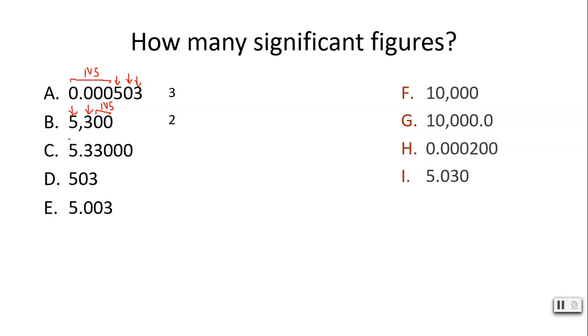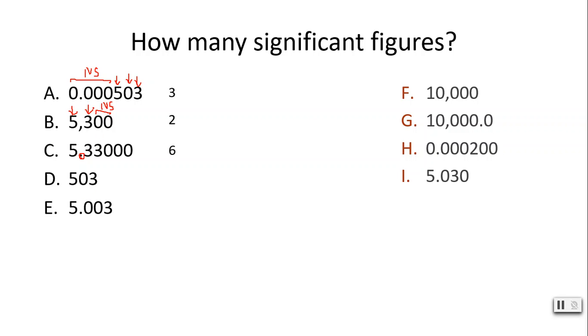Selection C, I've got 3 non-zero numbers, and then I have 3 zeros that fall to the right of the decimal place. Zeros that are to the right of the decimal place are significant. So in choice C, all of these digits, all of these numbers are significant. So this measurement has a total of 6 significant figures. All of them would be significant.